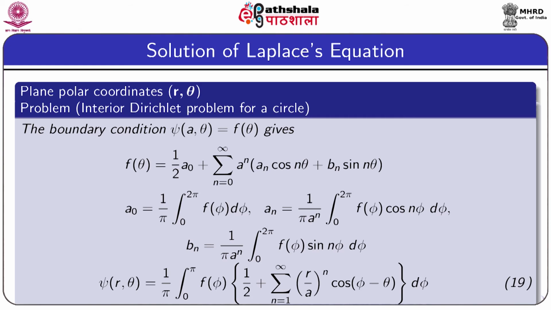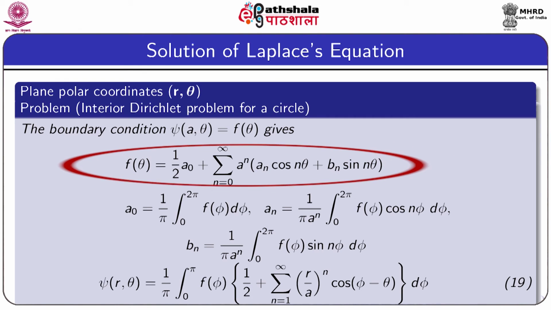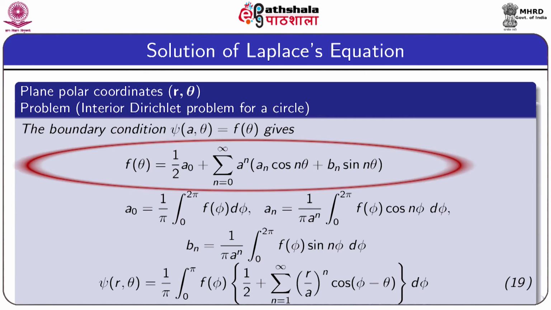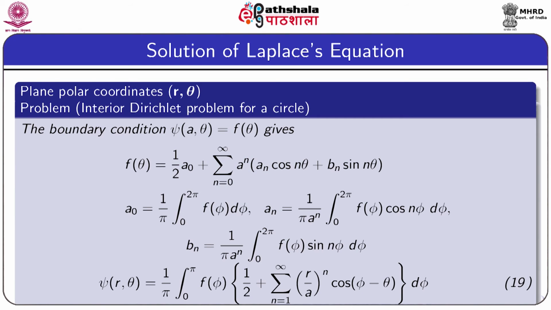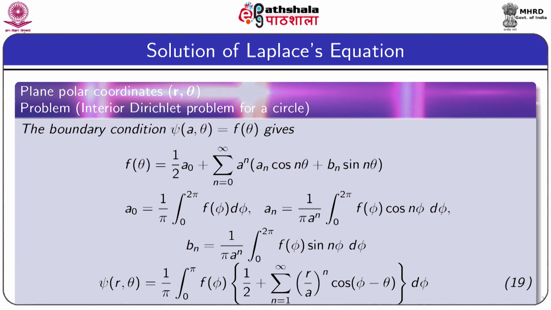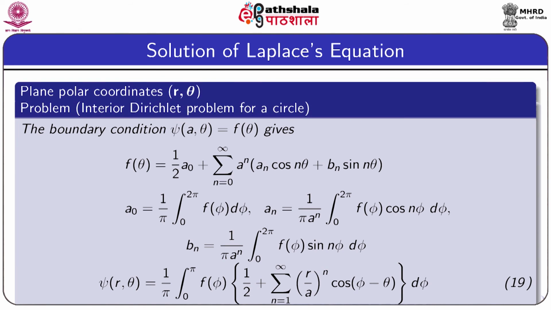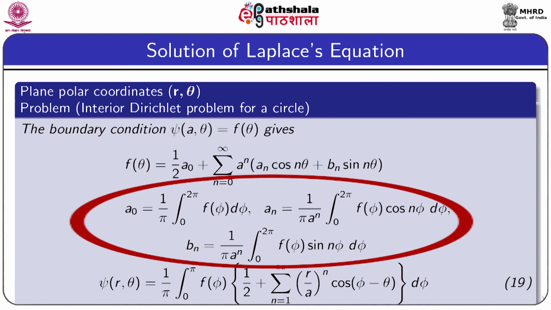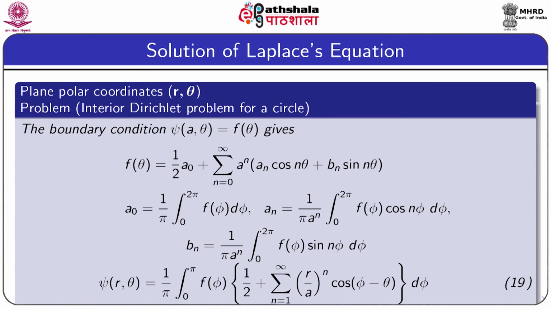Now, we are applying the boundary condition which says that psi at r equals a, theta equals f theta. So, satisfying this condition, we get f theta equals half a 0 plus sum of n equals 0 to infinity a to the power n into a n cos n theta plus b n sin n theta. So, from this expression it is clear that this is the Fourier series expansion of the function f theta. So, the coefficients a n, b n can be obtained using the Fourier transformation, which is written here.